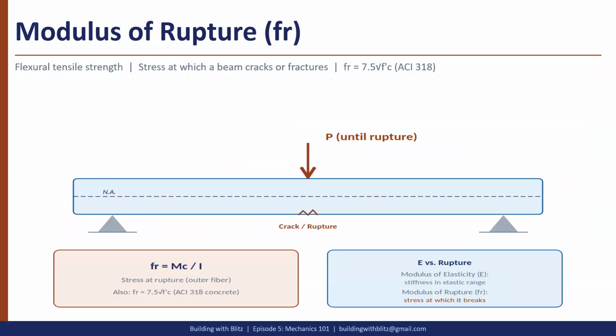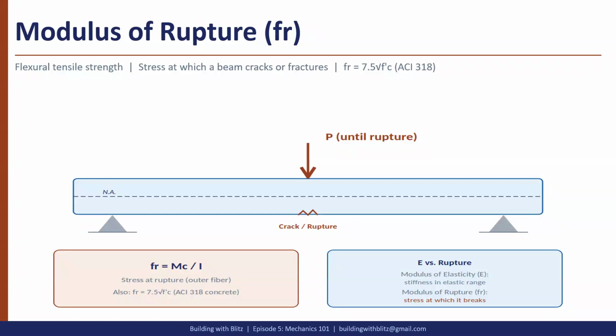Modulus of rupture, this is more of a concrete focused area. It's the stress at which a beam will crack or fracture. So going back to that stress strain curve, we have that fracture piece. Like I said, it's a rough estimation because we're really focusing on concrete, and concrete's funky as far as getting a strict value.